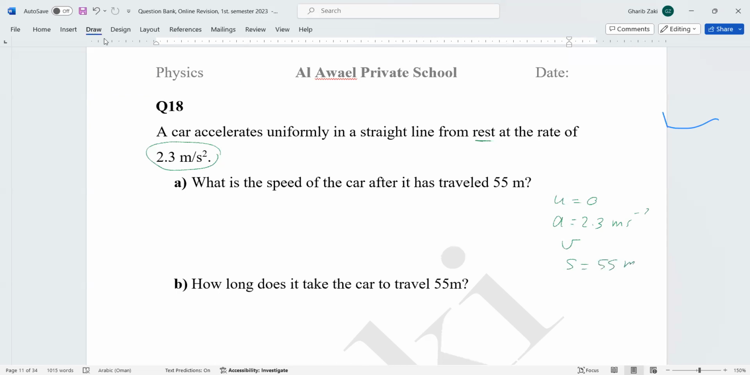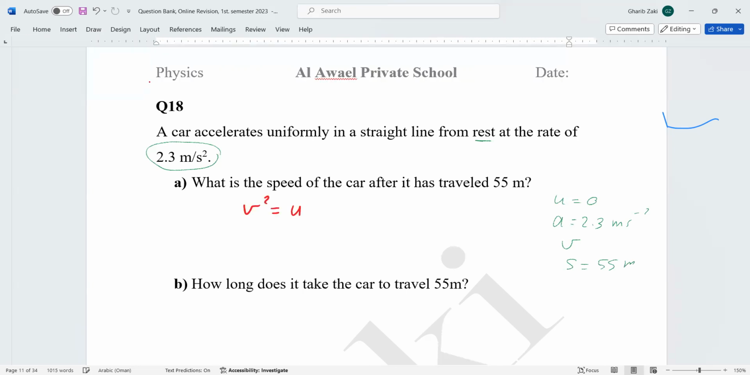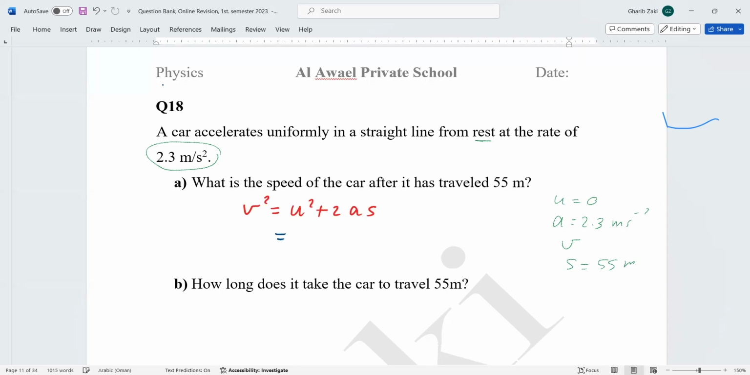Which formula do we use? The formula is V squared equals U squared plus 2AS. Substitute. Then V squared equals 0 plus 2 multiply 2.3 multiply 55. The answer of this part is 253. Take the square root of 253. So the answer is approximately 15.9 meters per second.